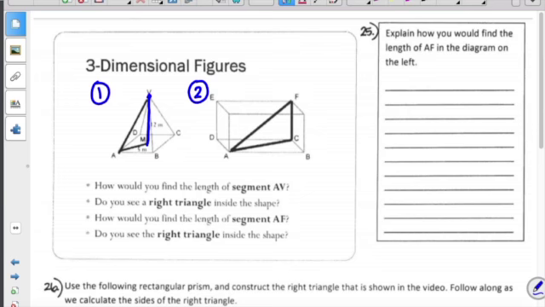The bottom of our pyramid is a square, and we drew a line straight up from the center to the top of our pyramid. So this right here is a 90-degree angle.